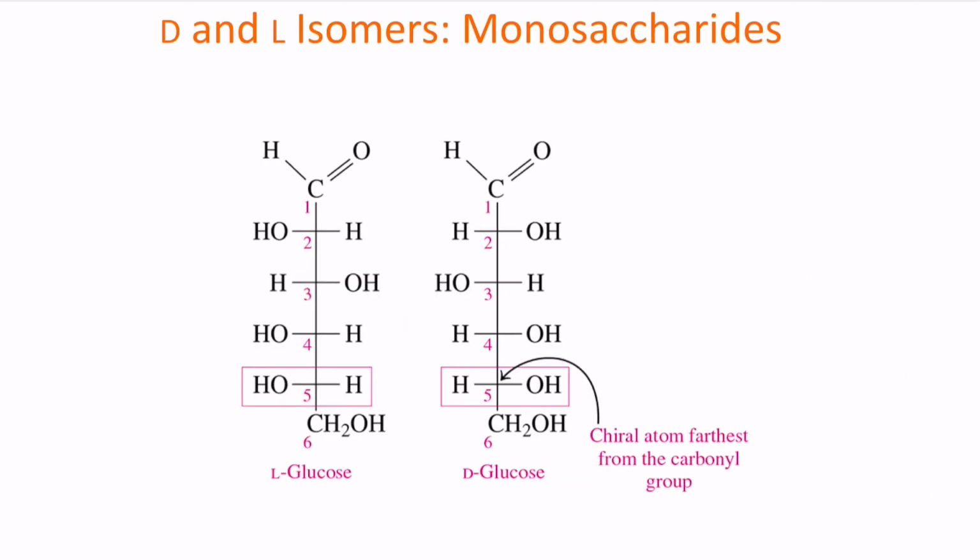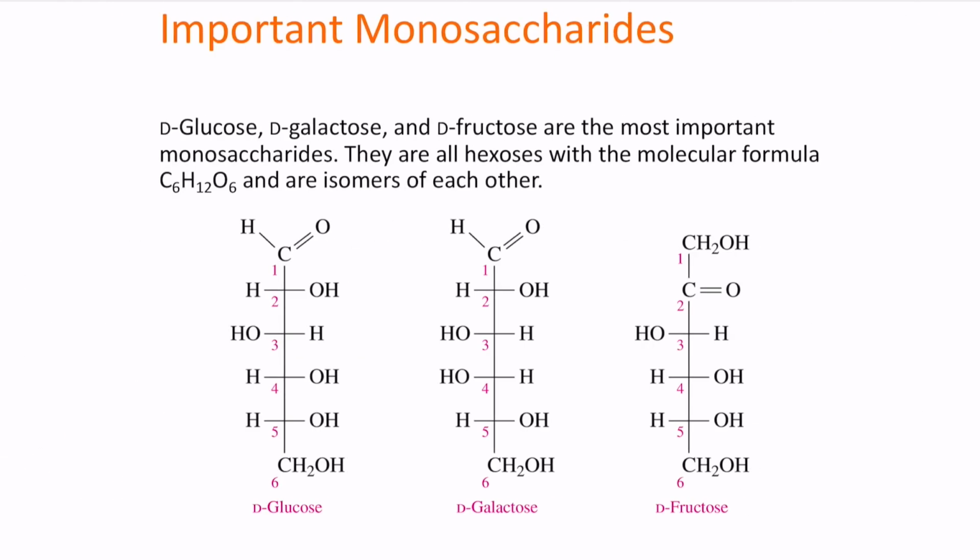So here, for this glucose, how would you do that? For example, we are looking at the one that is farthest from the carbonyl carbon. The farthest one is this carbon. On this side, the OH group is on the left side, so it is L-glucose. Here the OH group is on the right side, so we call it D-glucose. So this is how we can classify the monosaccharides. The most important of these monosaccharides are D-glucose, D-galactose and D-fructose. The only way you can differentiate them is the arrangement of OH and H groups on the chiral carbons. So that is how we can classify hexoses into different types. These are all hexoses; they all have the same molecular formula, but they are all isomers of each other.